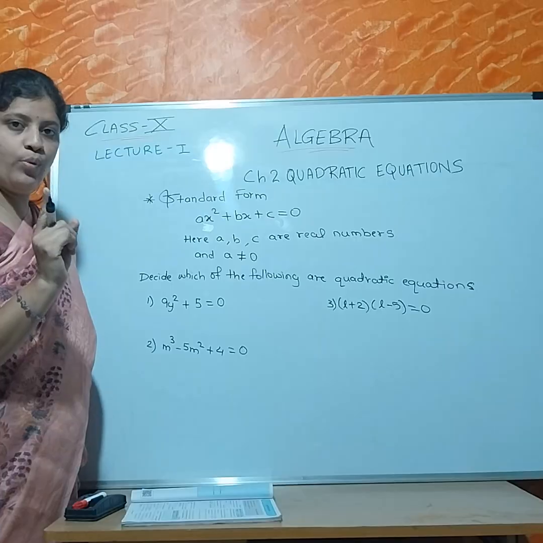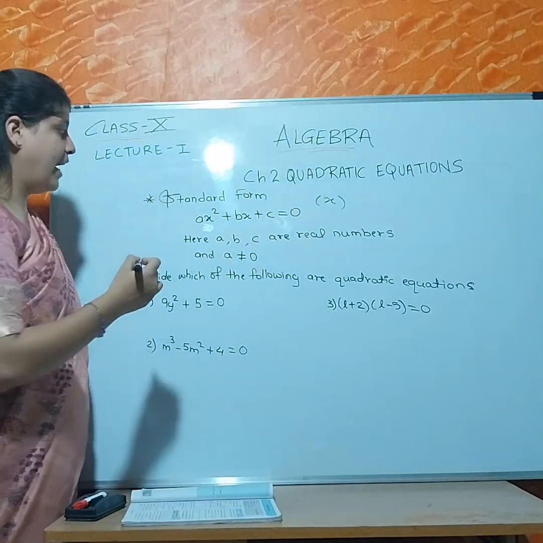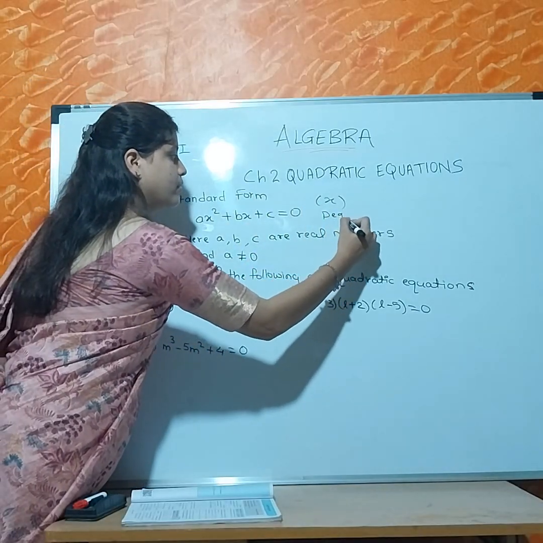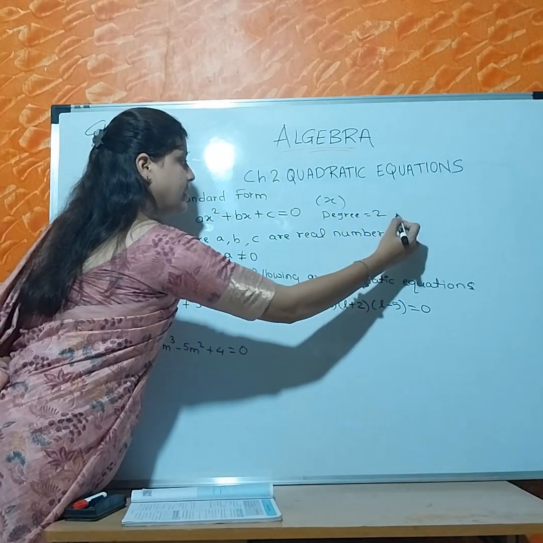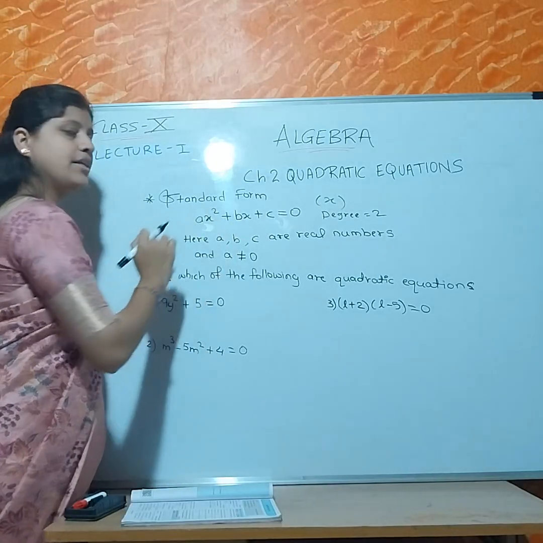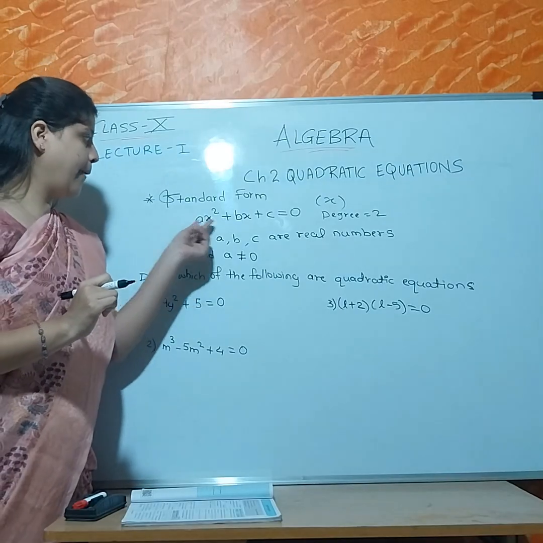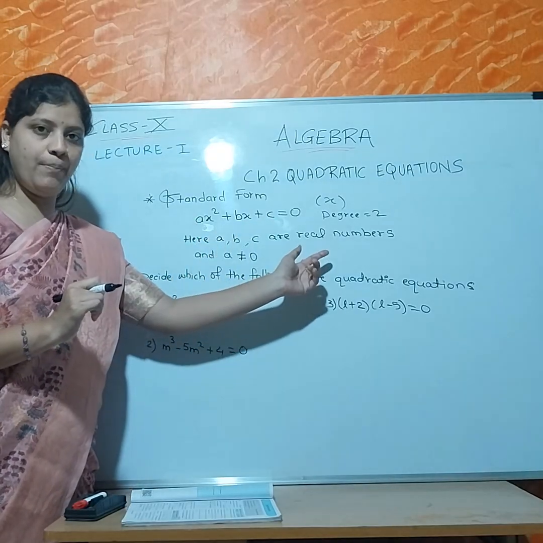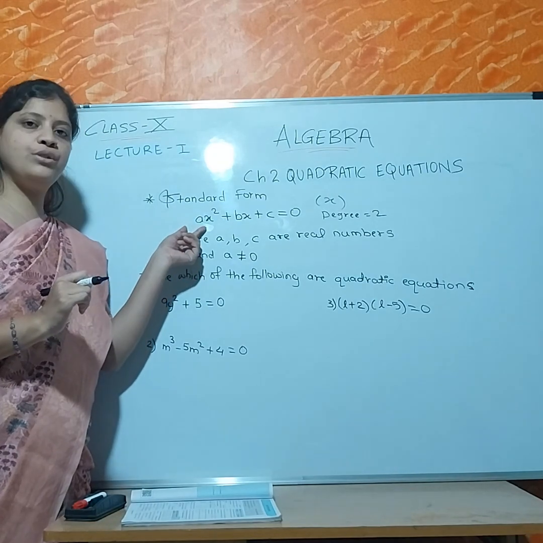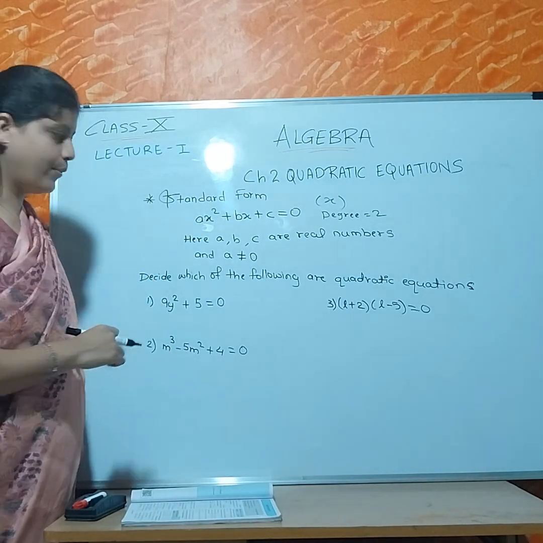Here there is only one variable, so x is a variable here, right? And what is the degree of x? It is 2. Degree of x is 2. Degree means highest power. So degree of this equation is 2. Now here the condition is a, b and c. These are real numbers and a should not be equal to 0. If a is equal to 0, then it is not a quadratic equation. We will see some examples now.